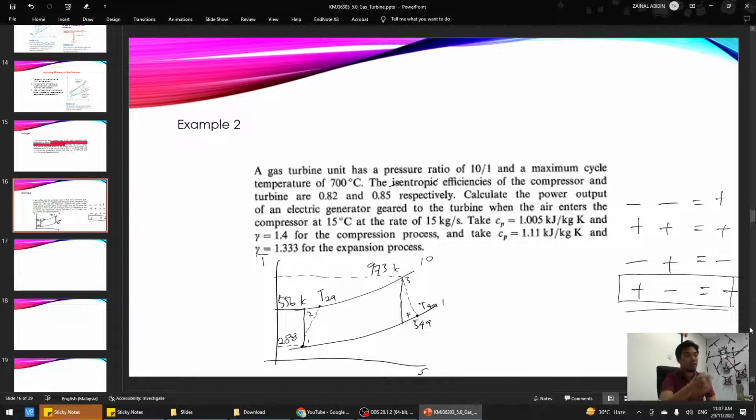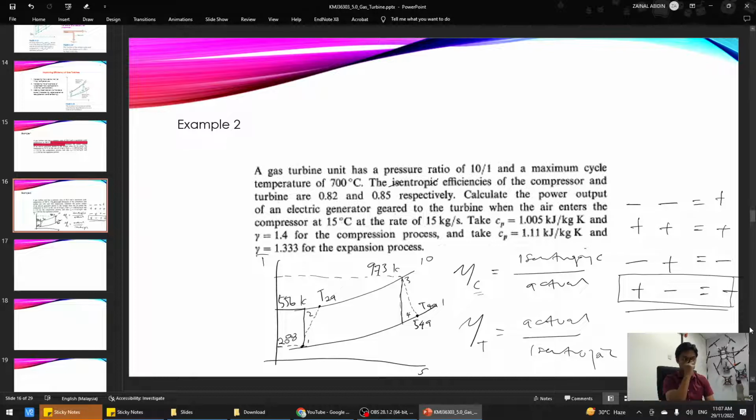Macam di sini, saya ingat kalau dia compressor, it is always isentropic di atas, actual di bawah. Okay, isentropic di atas, actual di bawah. Ni untuk compressor. How about on the turbine? Efficiency isentropic untuk turbine, kita terbalikkan saja. Actual di atas, isentropic di bawah.